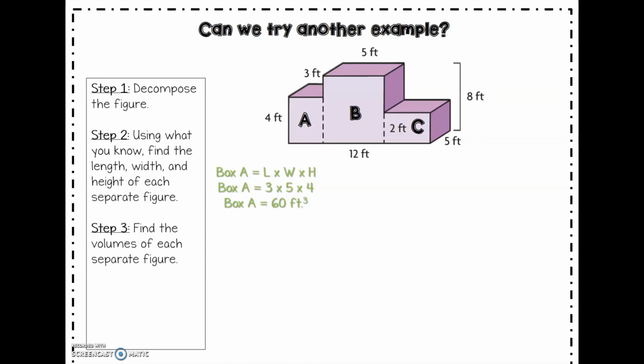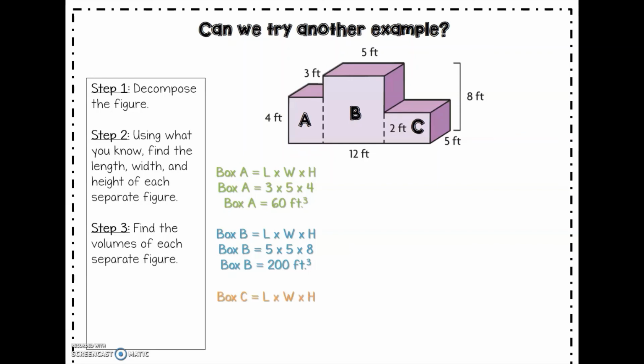Now I'm going to find the volume of box B. Again, the volume formula is length times width times height. And again, I know all 3 of those values. I know that the length is going to be 5 feet from up here. I know that the width is still 5 feet because I followed it all the way down to this dimension right here. And I know that the height is 8 feet because this measurement on the side told me that the entire figure was 8 feet tall. So I know that 5 times 5 is 25, and 25 times 8 is 200. So the volume of box B is 200 feet cubed.